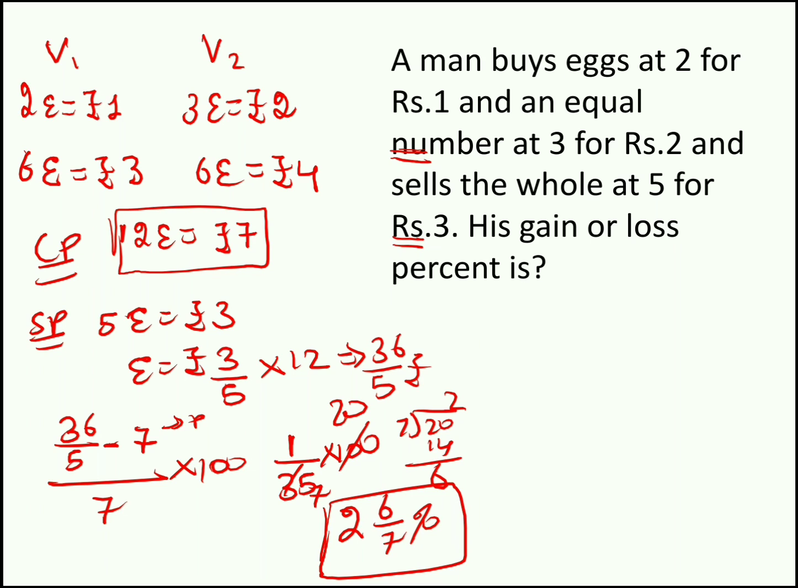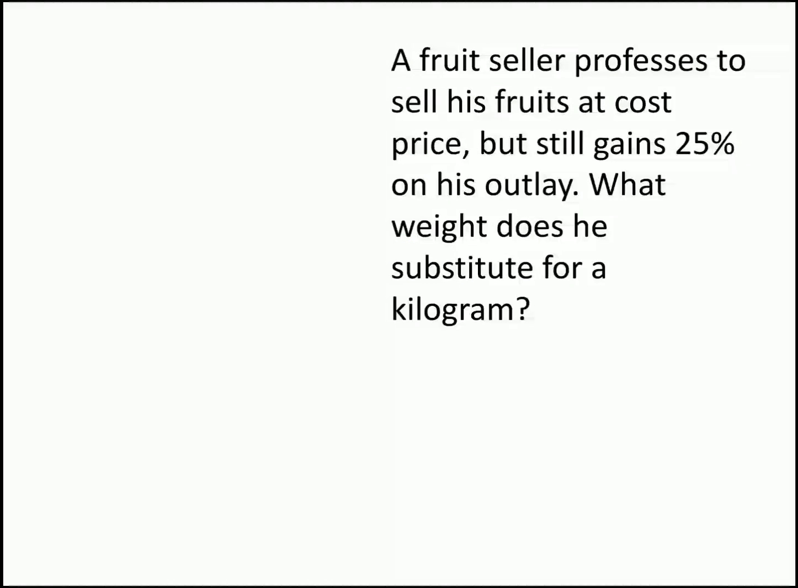Hope you understood the problem, right? Moving to our fourth question. A fruit seller professes to sell his fruits at cost price but still gains 25% on his outlay. What weight does he substitute for a kilogram?